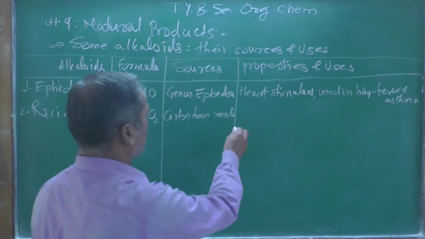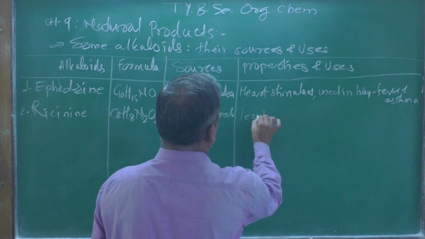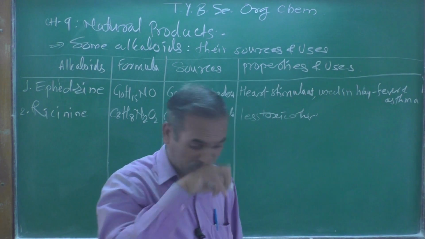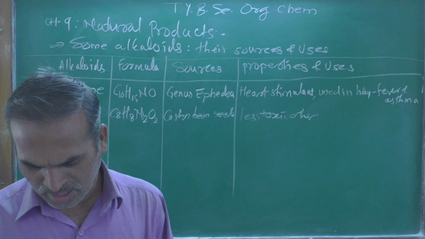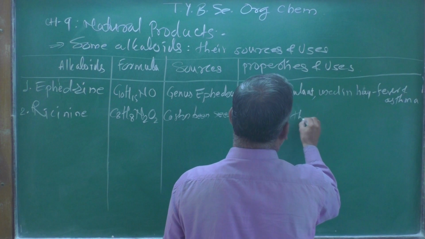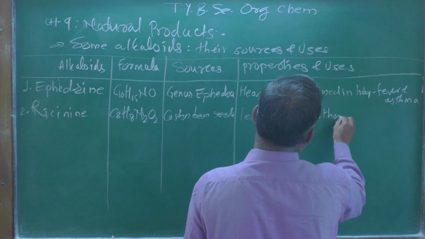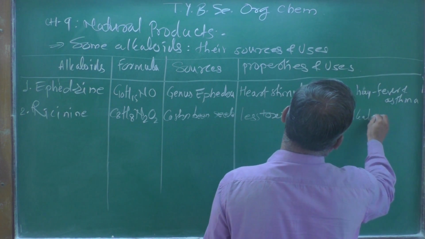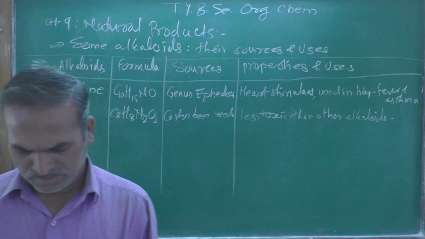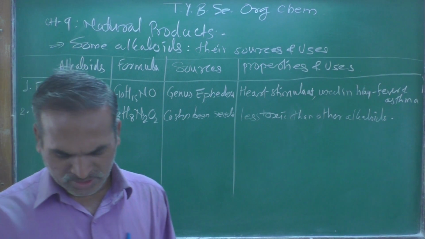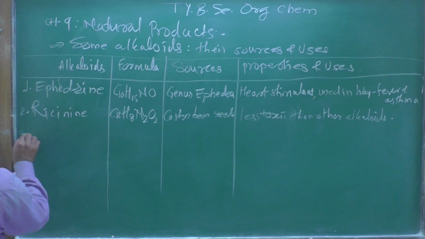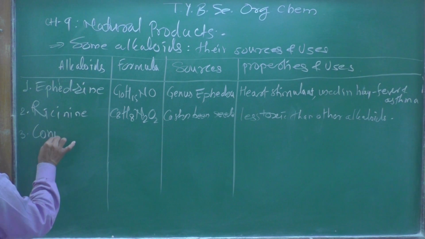It is less toxic than other alkaloids. This is a speciality of its properties and uses. Now let us see the next one, the third one, which is conine.